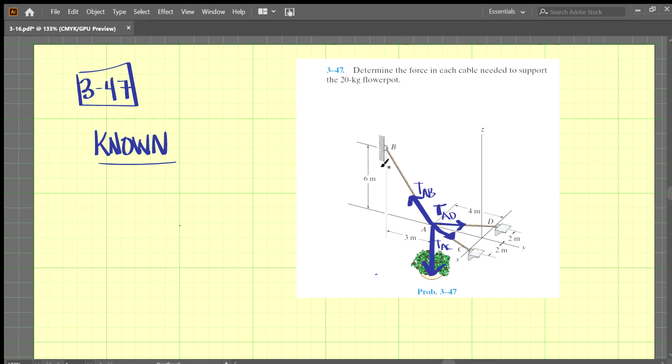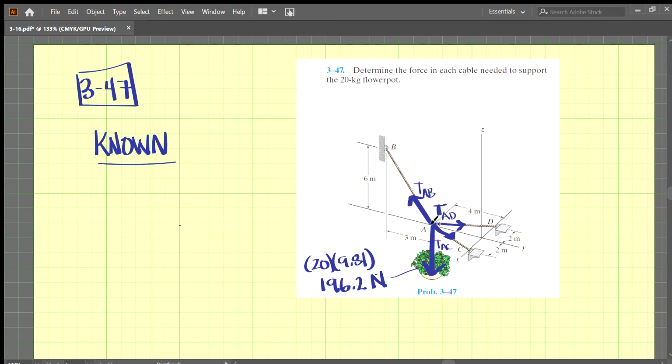All right, so what we're looking to find is the force in each cable needed to support the 20 kilogram flower pot. So this flower pot at the bottom is 20 kilograms. Let's convert that just to a weight or a force. 20 kilograms times 9.81 meters per second squared, and what we get is 196.2 newtons. All right, so that's the weight of the flower pot here.